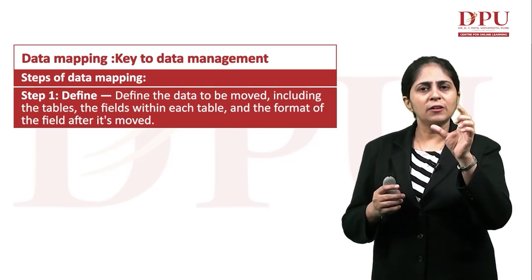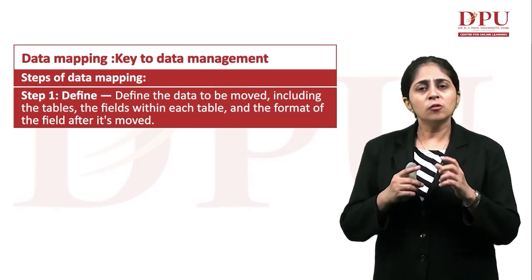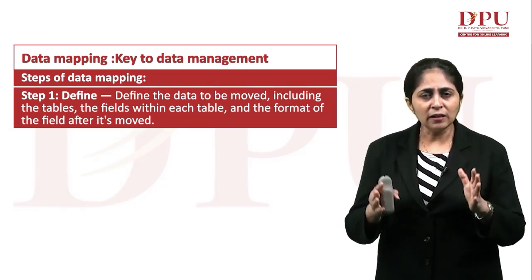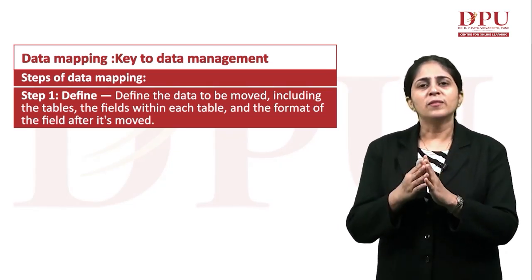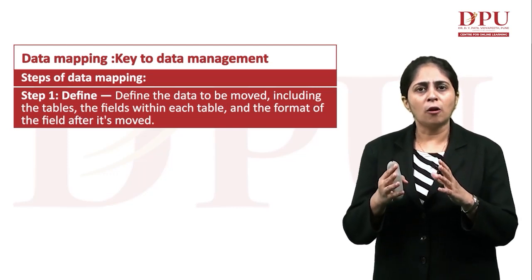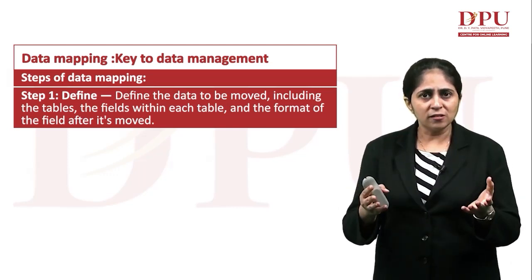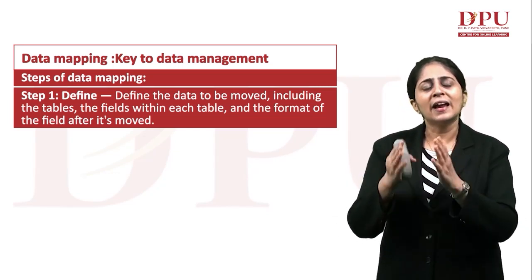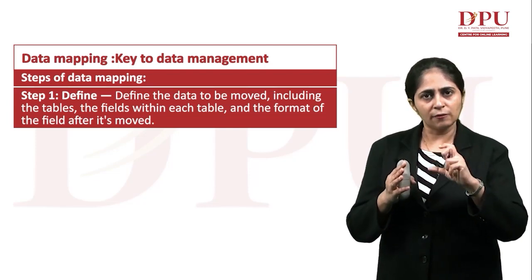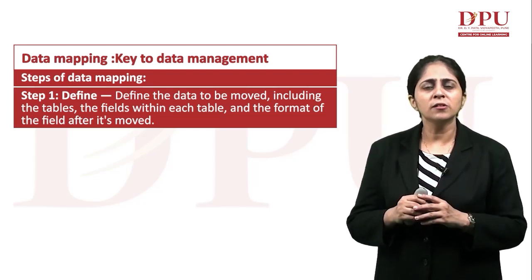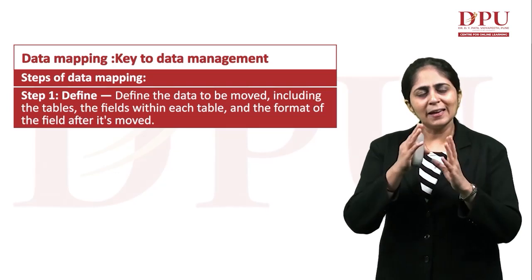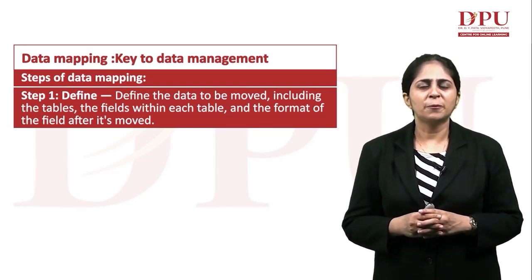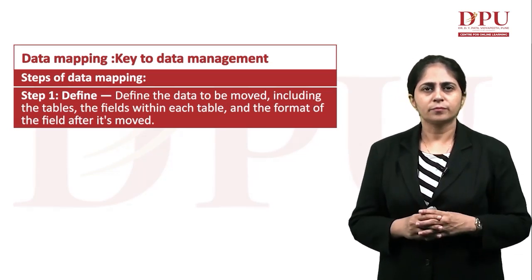Defining the field means, if we are storing the product ID, in which format is it being stored? It is being stored in the form of numeric, that means numbers. Or it is being stored in the form of alphabets, the text that we have, or it is being stored in the alphanumeric format, that means it has some alphabets and some numerical terms. So we have to define every field this way when we want to map the data. So the very first step that we perform is defining the data.